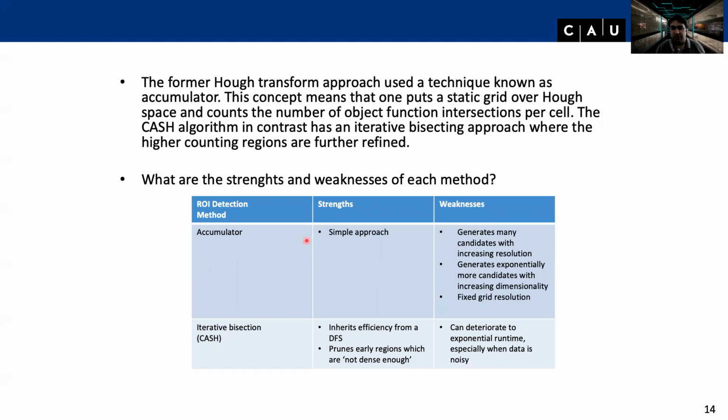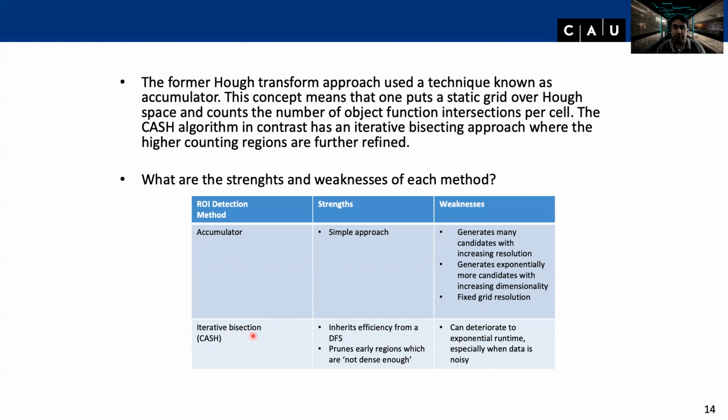So what are the strengths and weaknesses of these two mentioned methods? The accumulator is plain simple. You just put a grid on it and say, start counting. However, the weaknesses: it generates many candidates with increasing grid resolution, and exponentially more candidate cells with increasing dimensionality. And of course, you have a fixed grid resolution. So you cannot say, hold on a second, I want to get finer on that cell. No, you first have to do it in one iteration and then later refine the others.